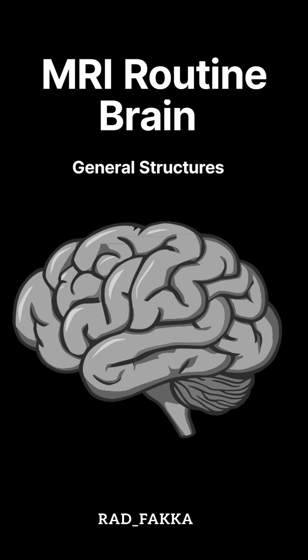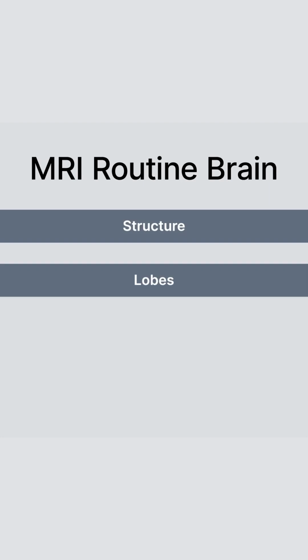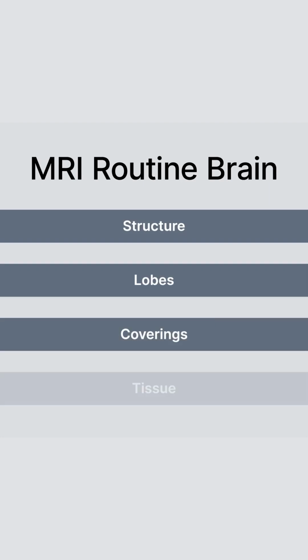It is important to gain some foundational knowledge of these structures as they are seen in MRI scans in order to better understand when viewing images. In this lesson, we will cover the structure and lobes of the brain, the coverings of the brain, and the tissues of the brain. Let's get started.